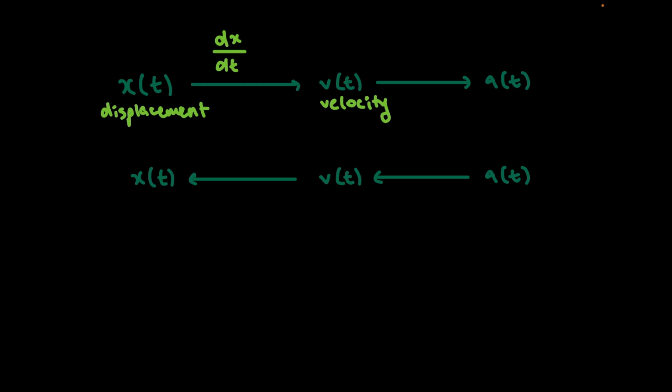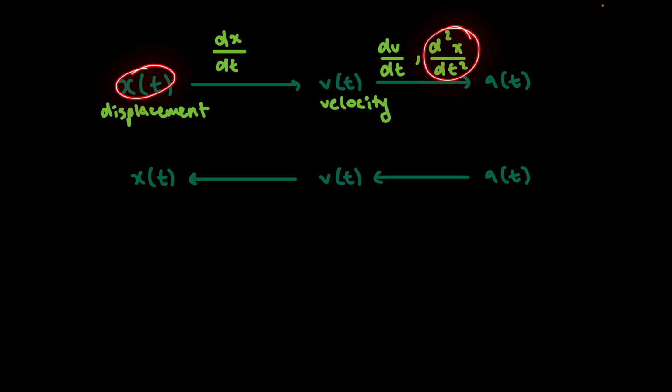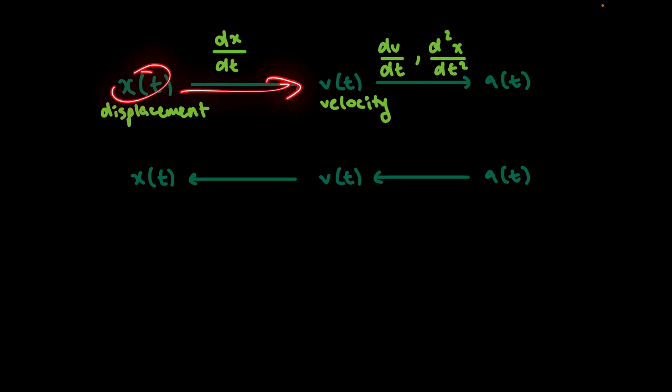Now, if you want to work out the rate of change of velocity, according to this flowchart, the rate of change of velocity is really just the same as acceleration. So the derivative of velocity with respect to time is equal to acceleration. Another way of saying that is the double derivative of displacement with respect to time. When you differentiate this twice, that'll equal acceleration.